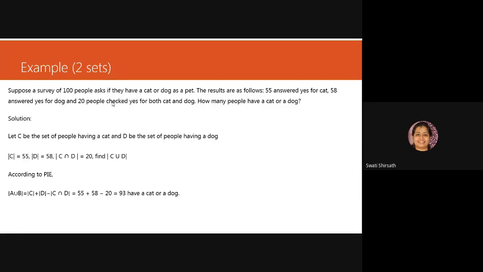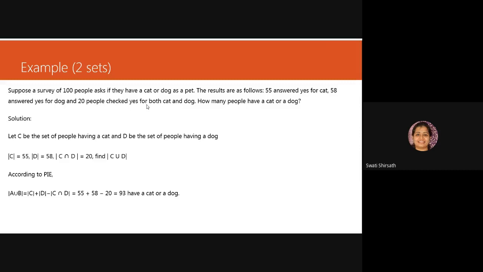Okay, so very first thing we have to find out the sets, so that we can put them in the formula. So 100 people is nothing but the universal set, cardinality of universal set. Then we'll have two sets here now. The set of people who have answered yes for cat, and people who have answered yes for dog. So these two sets we will represent by using C and D, capital D. So what is the cardinality of C? It is 55. Are you getting this? Yes, ma'am. Cardinality of dog, D, is 58.